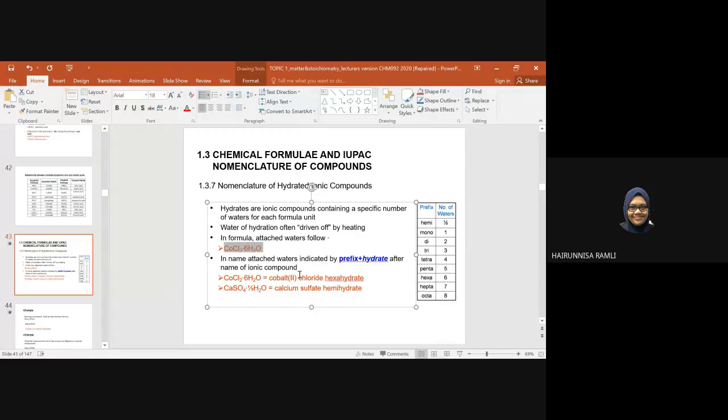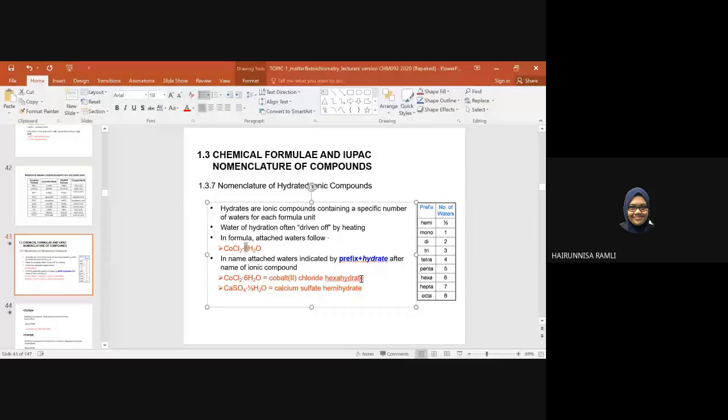So, this hydrate contain specific number of water for each formula unit. You still akan pakai juga prefix tapi untuk water saja. Kan kita pakai prefix yang di, mono, tri, tetra ni untuk covalent compound, right? Okay, but for this one, you can use this one for water. Of course, water is the covalent compound but it's combined with the ionic. So we still call it for the whole as ionic compound. For example here, CoCl2 is cobalt(II) chloride, but when you add with 6H2O, so 6 is hexa, okay, so cobalt(II) chloride hexahydrate.